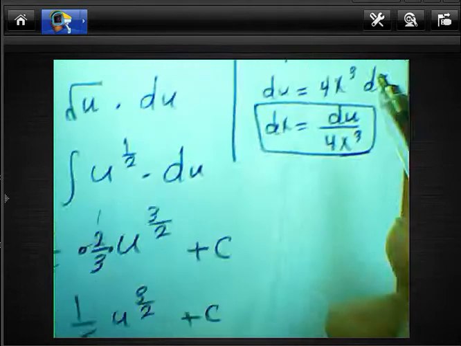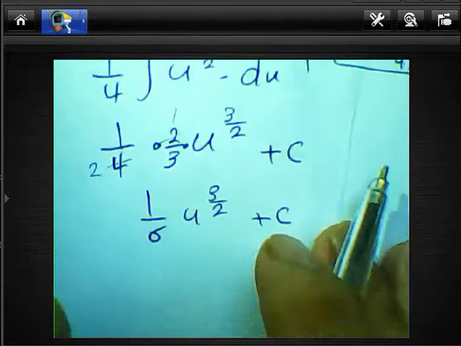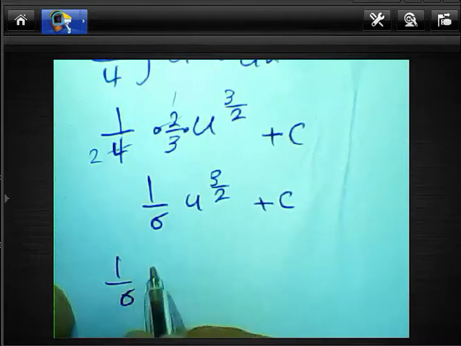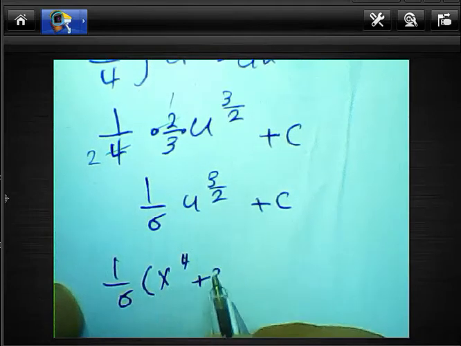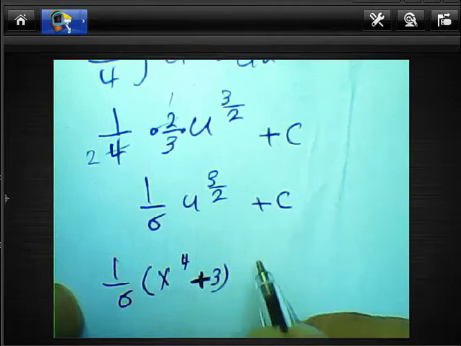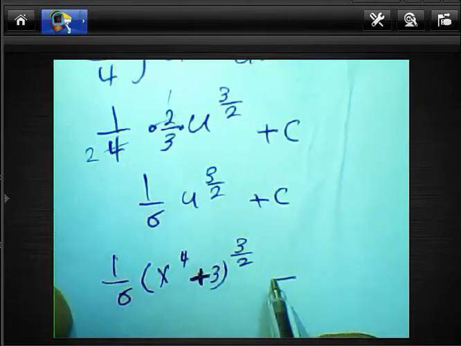And we can write u equal to x power 4 plus 3. So the result will be 1 over 6. We can replace u here and write (x power 4 plus 3) all to the power 3 over 2 plus constant.